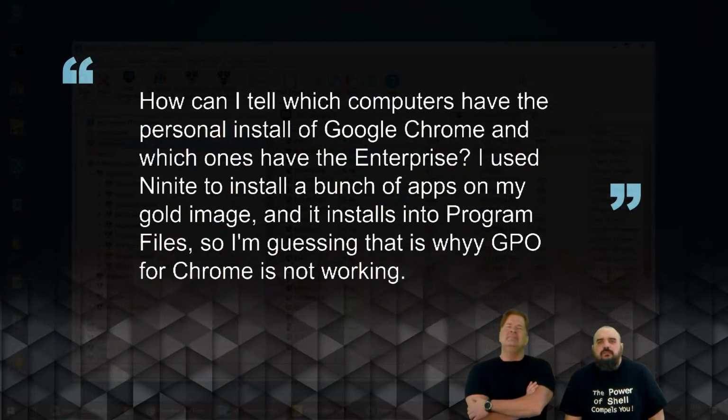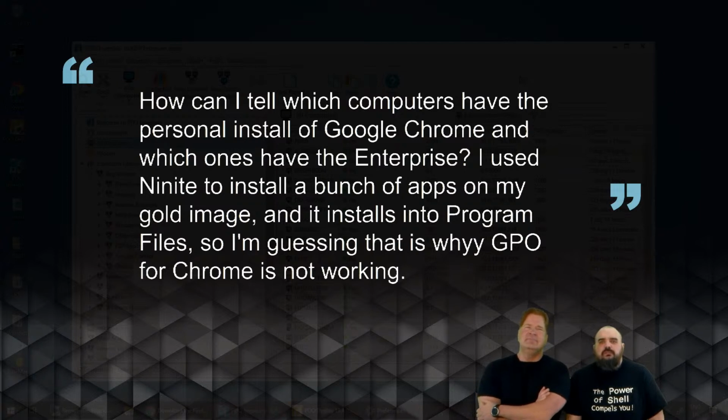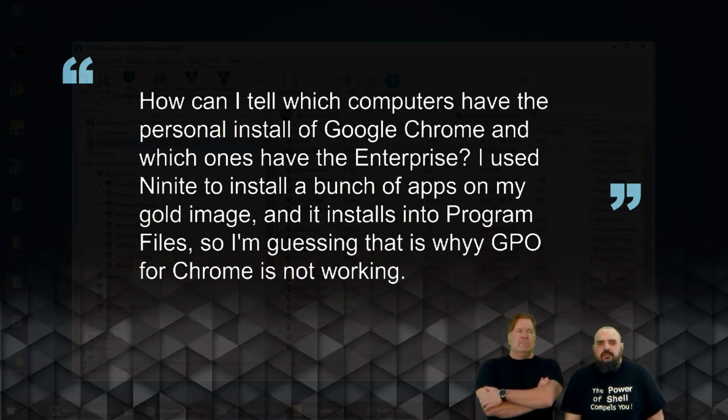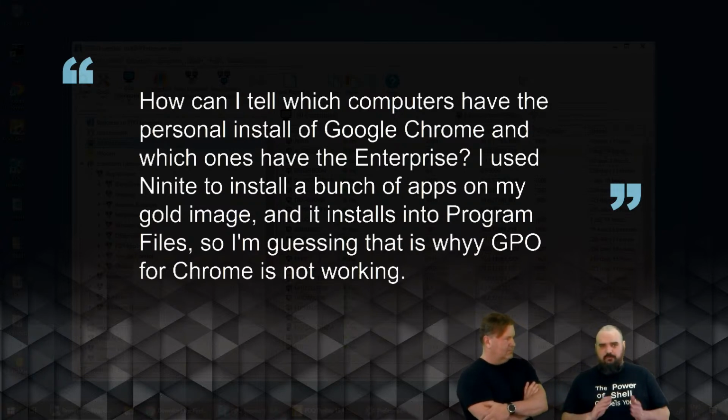Hey guys, how can I tell which computers have the personal install of Google Chrome and which ones have the enterprise? I used Ninite to install a bunch of apps on my gold image and it installs into Program Files. So I'm guessing that's why GPO for Chrome is not working? Maybe? Yes, one way is kind of answered in there. If it's in Program Files, where it's in a different location, you can use the install locations. If enterprise installs in a different spot, I'm not sure.